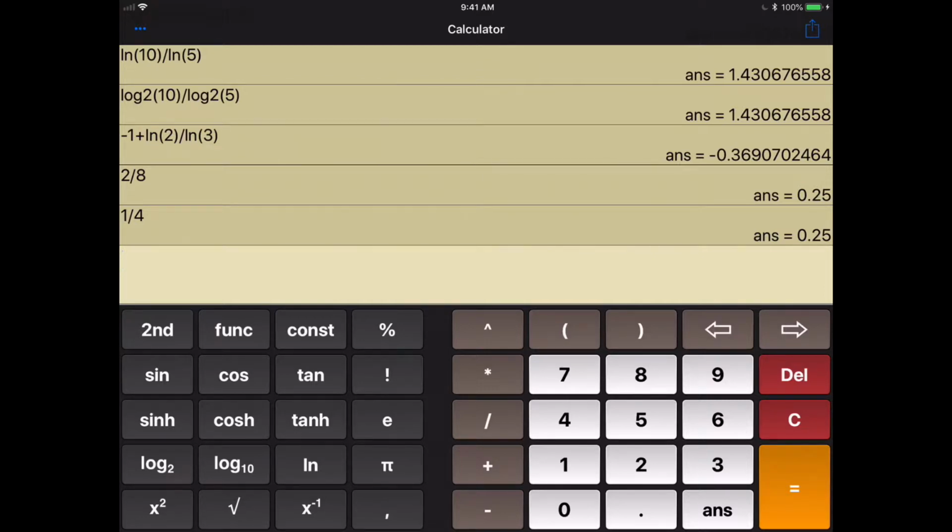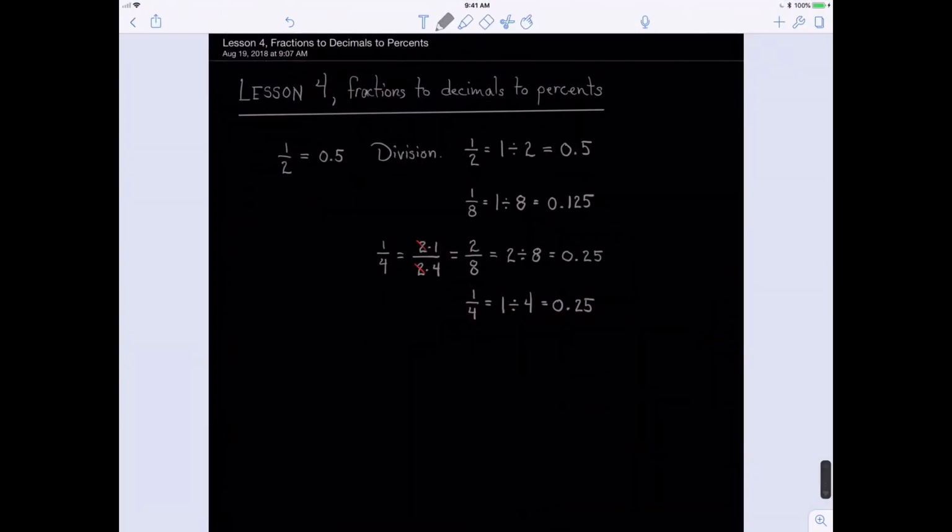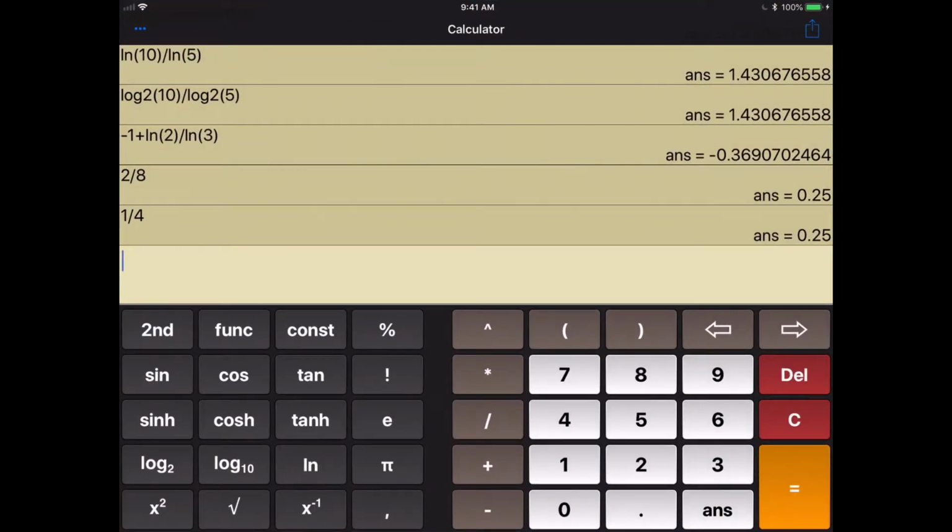Now, there's one more thing I want to show you. If I switch the order, and I gave you the fraction 8 over 2, well, this means 8 divided by 2. Let's see if that's the same as 0.25. If we go to Good Grapher again, we type 8 divided by 2, notice now we get 4. So the point is very simple: the order of the division numbers matters. It's always the top number divided by the bottom number.